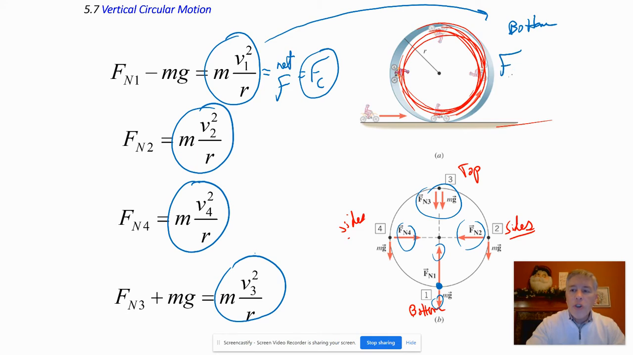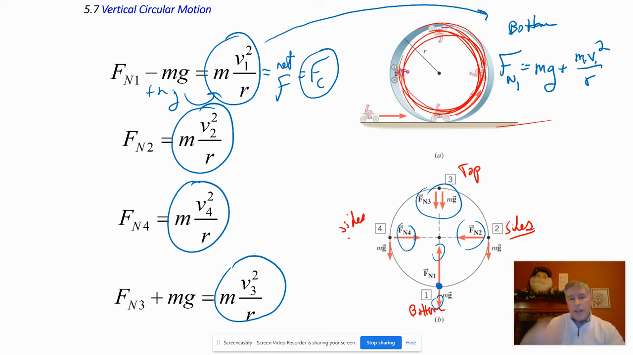A lot of times we take this equation for the bottom, and we rearrange it and say, okay, the normal force at the bottom would have to equal, I'm just going to add this to the other side, the weight of the object, because it's got to balance that out, plus mv squared over r. And I'm going to put a 1 on here because they're saying that it could be a different speed, but we're going to stick with uniform circular motion. So we're going to assume that it's always going the same speed. So I don't really need a 1 or 2 and so forth.